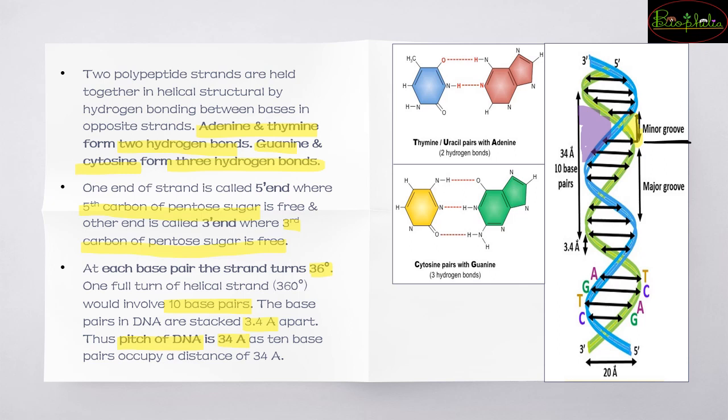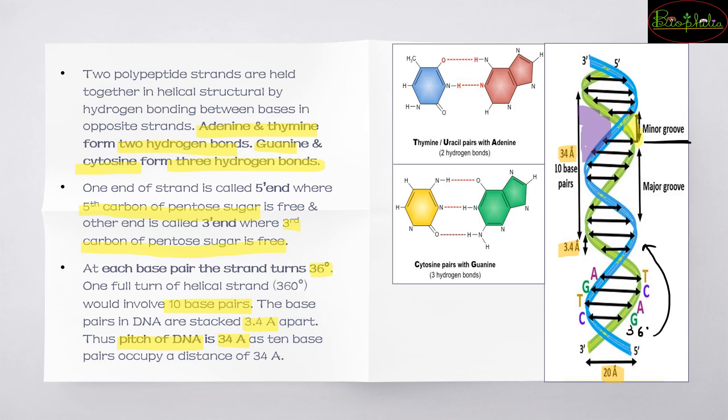10 base pairs के बीच में distance कितना होगा? The distance is going to be 34 angstroms. And between first and second base pair कितना होगा? It is 3.4 angstroms. और the distance between the two polynucleotide chains वो कितना होगा? It will be 20 angstroms. हर base pair कितना होता है turn? It will be 36 degrees it will turn.